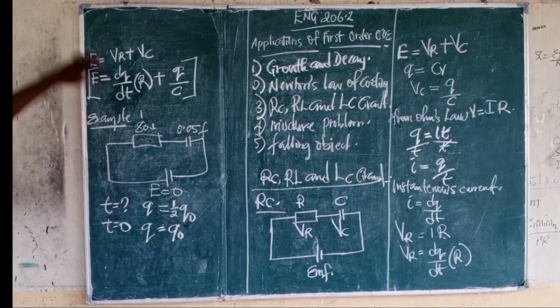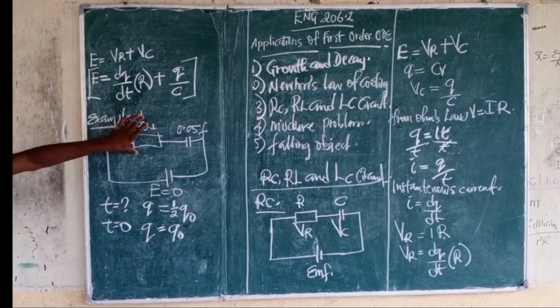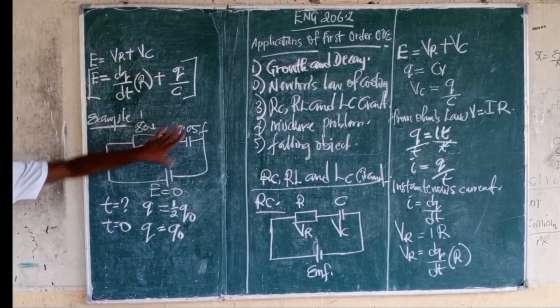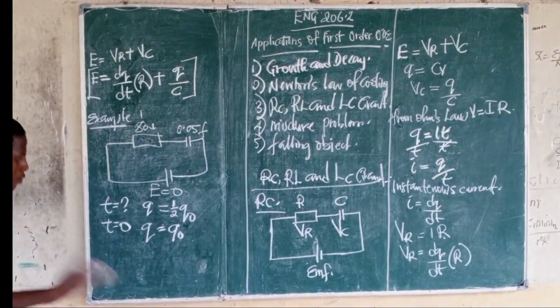Now, if your capacitor will discharge your initial charge, how do you calculate this time? To calculate this time, recall that our total EMF is equal to the voltage of the resistor plus the voltage of the capacitor. I told you earlier that when we are calculating for EMF, we are interested in our voltage.